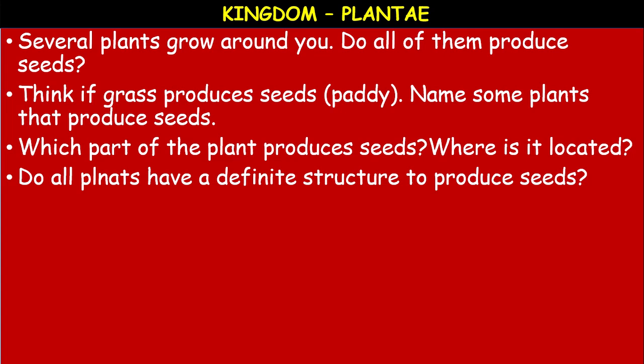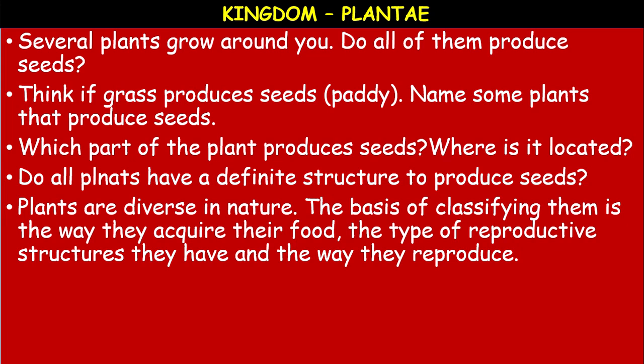Do all plants have a definite structure to produce seeds? Yes. What is the definite structure? Flower. Flower develops into fruit. Do all plants have the definite structure to produce the seeds? No. There are certain plants which cannot produce flowers or fruits. Okay. For example, if you take some gymnosperms, palm tree. Okay. There are no fruits. Directly seeds are produced. Naked seeds they are called.